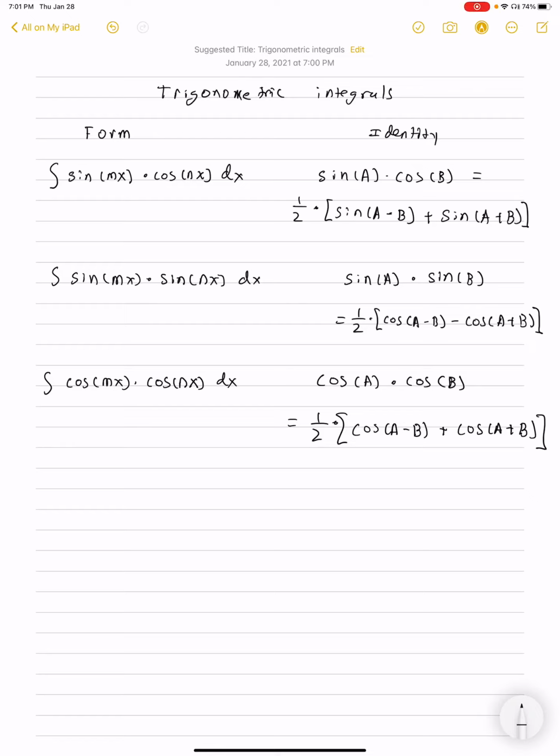Welcome to my lecture on trigonometric integrals. We're going to be dealing with trigonometric integrals that have one of three forms.